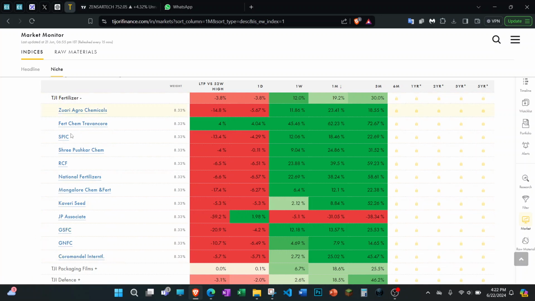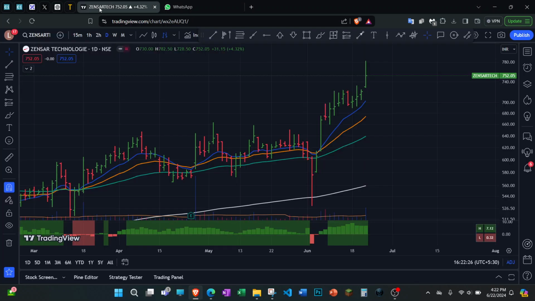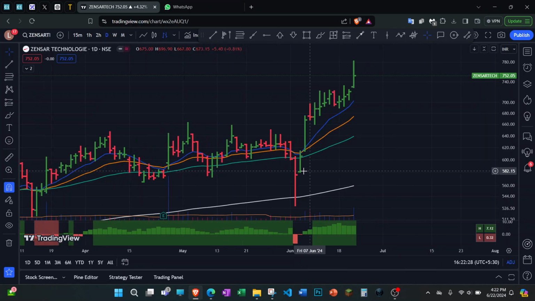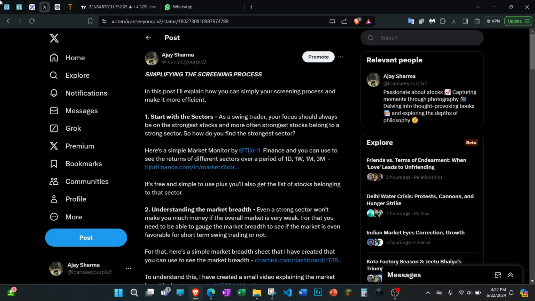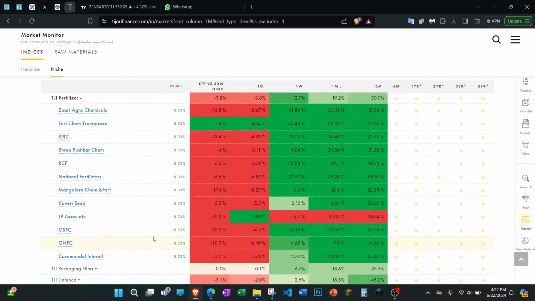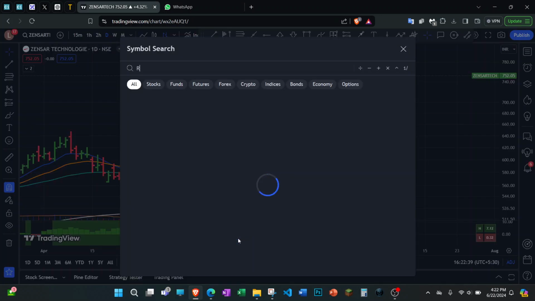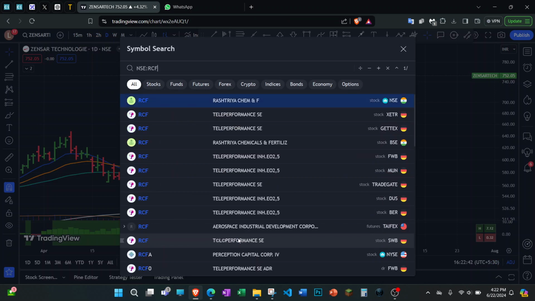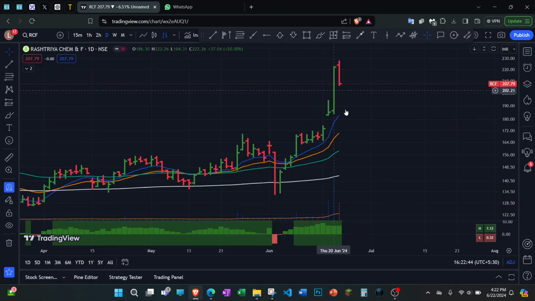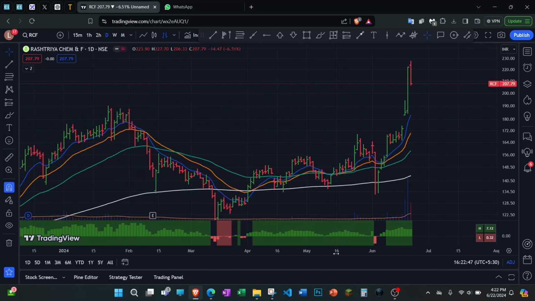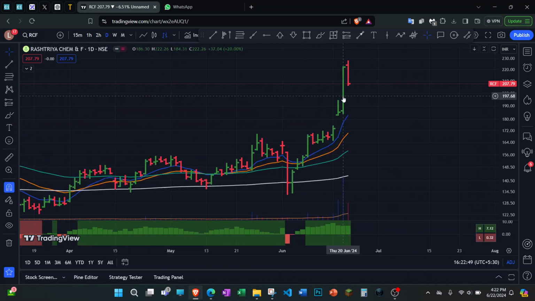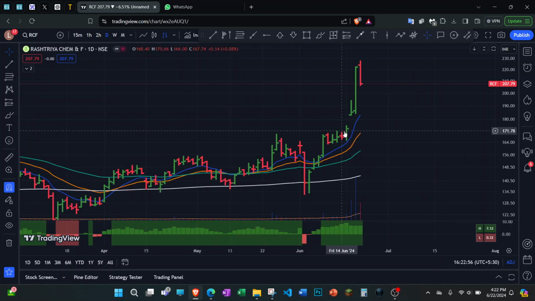After that, you can simply go to your TradingView. There you can search for these stocks one by one. I know that is a kind of lengthy process, but it gives you a rough idea how the overall sector is performing. If we just look at one name from the overall sector, RCF, right? Again, it gave a really wonderful move on Thursday, and then there was a small pullback that was expected on Friday, right? So again, you can clearly see how the stock behaved here.